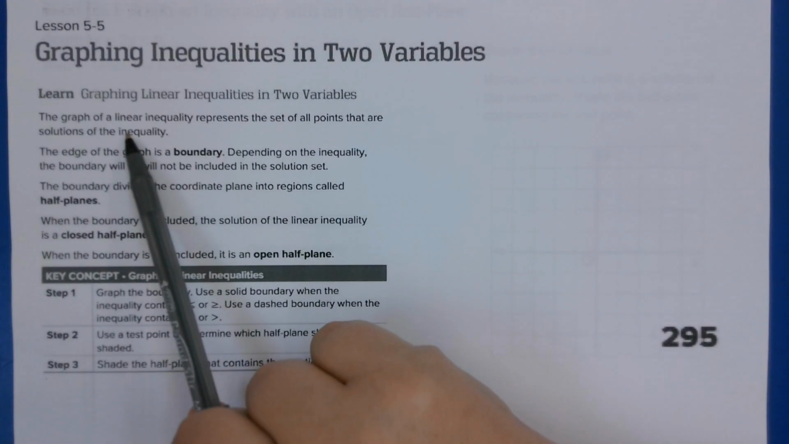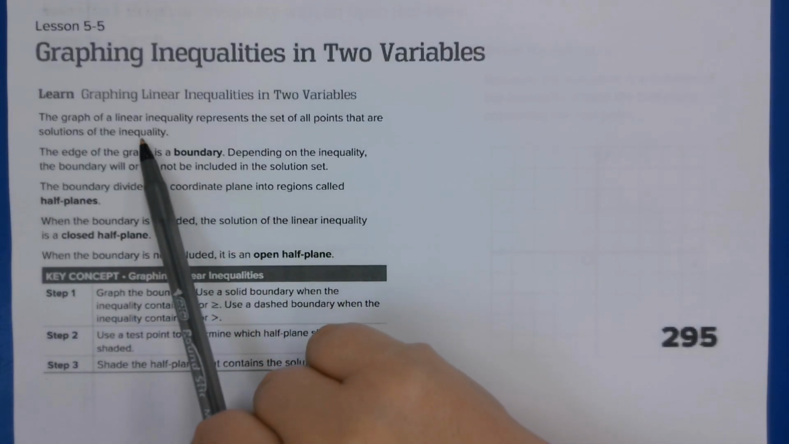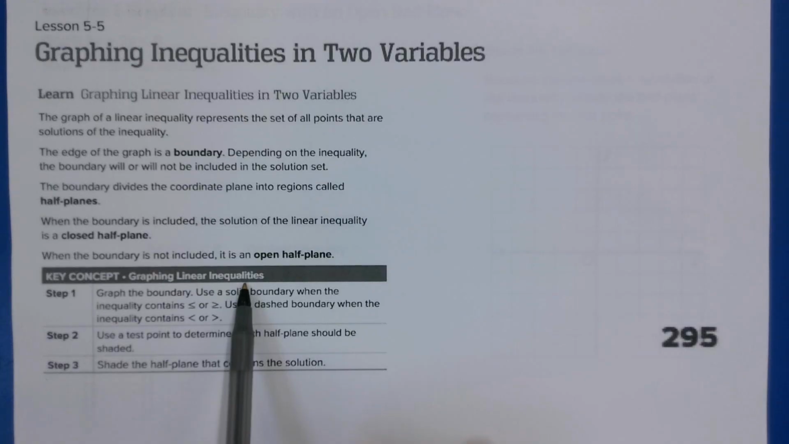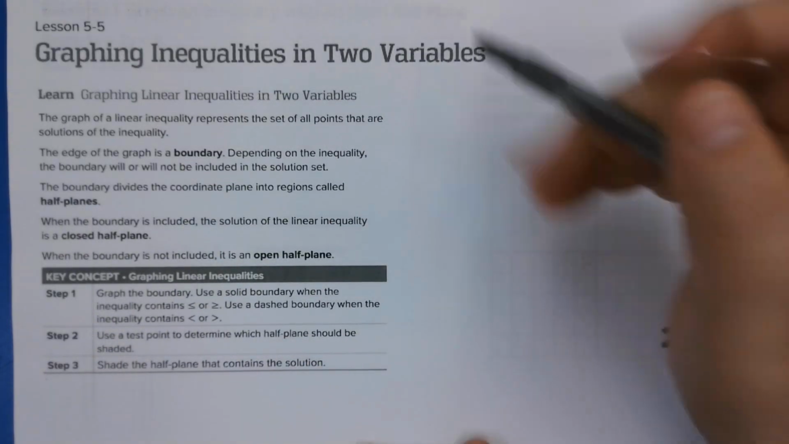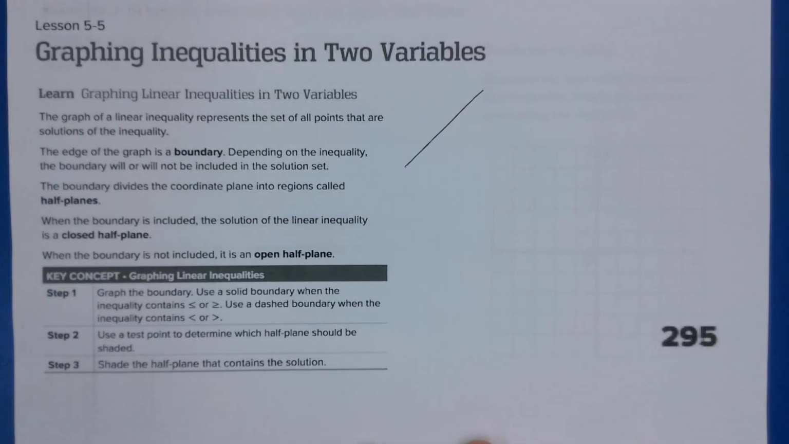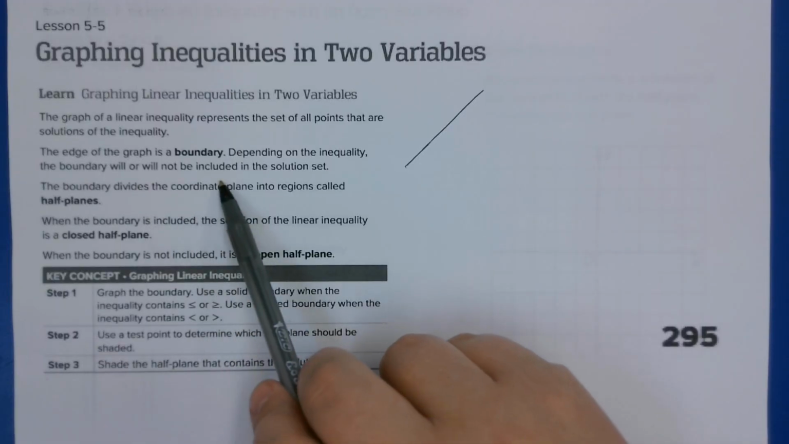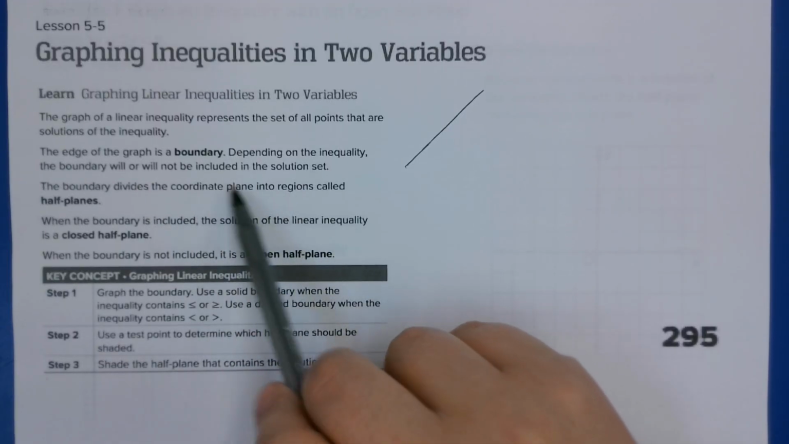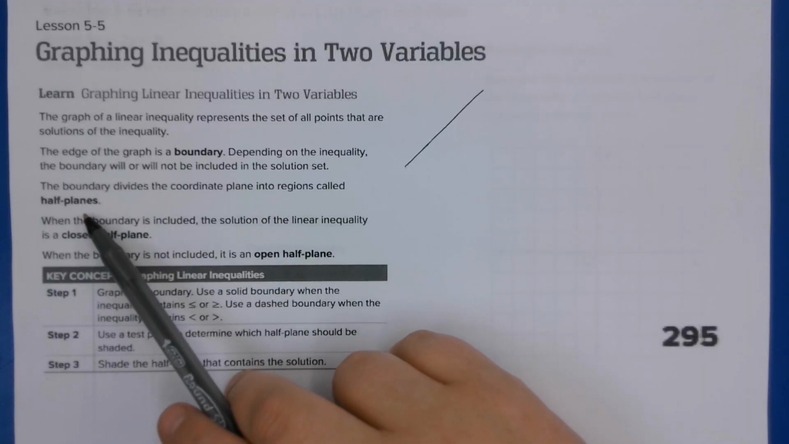So the graph of a linear inequality represents the set of all points that are solutions to the inequality. These are some of the things I want you taking notes on right now. So the edge of the graph is called the boundary. So that's, if I drew the line of the graph, this is the boundary. Depending on the inequality, the boundary will or will not be included in the solution set. Each side of the boundary is called a half plane.